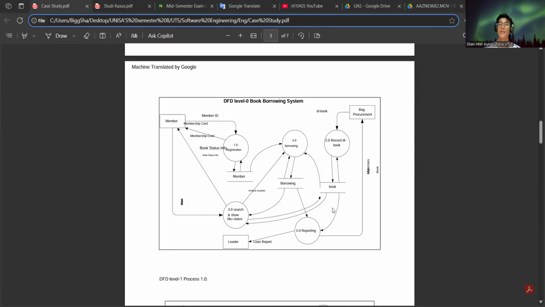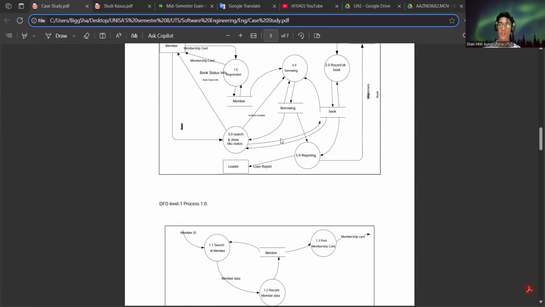Report the borrowing receipt, so we can calculate the span of the library. So this is the data flow diagram on level 0.